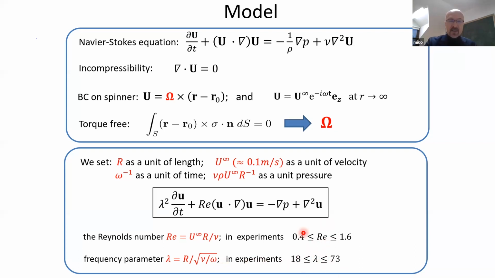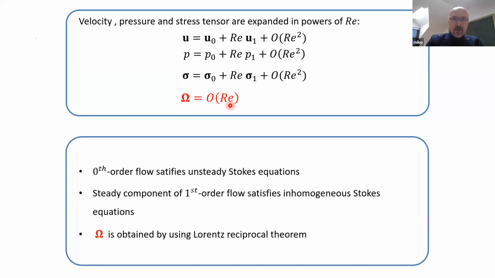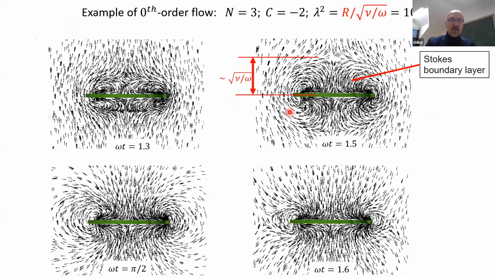Although the Reynolds number is not very small, we resort to a perturbation solution of this equation, assuming the Reynolds number is small. So we solve this equation perturbatively. We expand velocity, pressure, and stresses in the Reynolds number and just consider the leading component, U0, and the first order component. It is important to realize that angular velocity is first order in the Reynolds number.